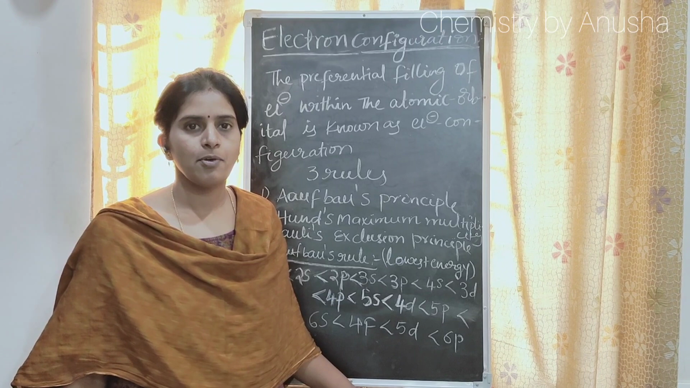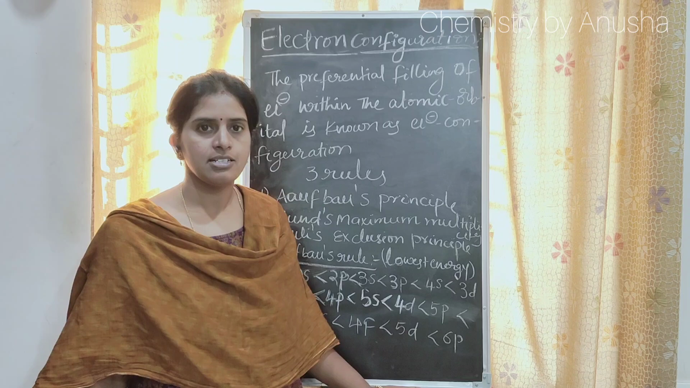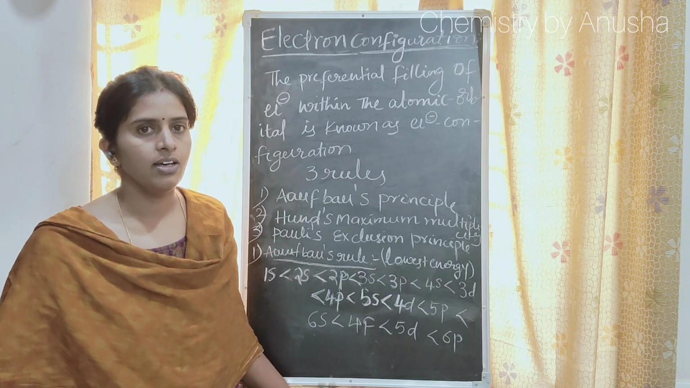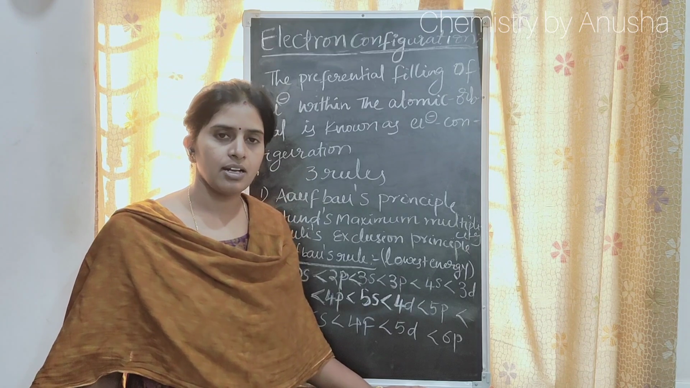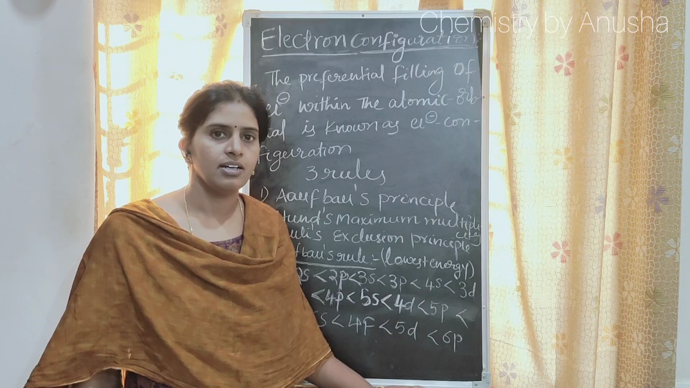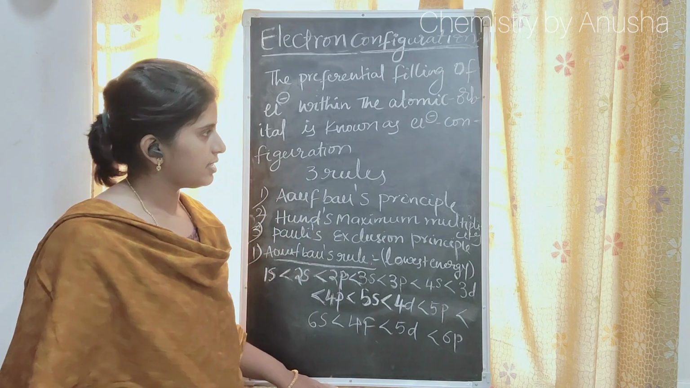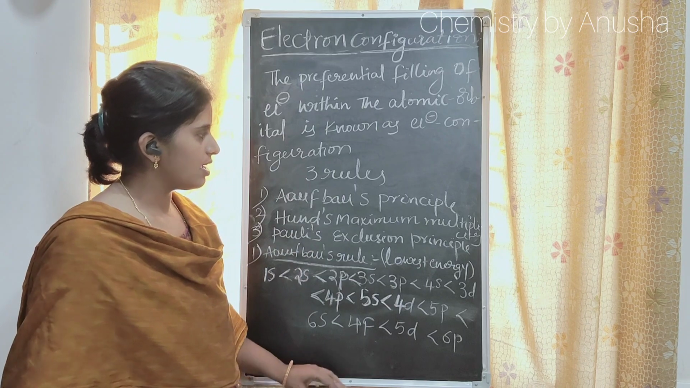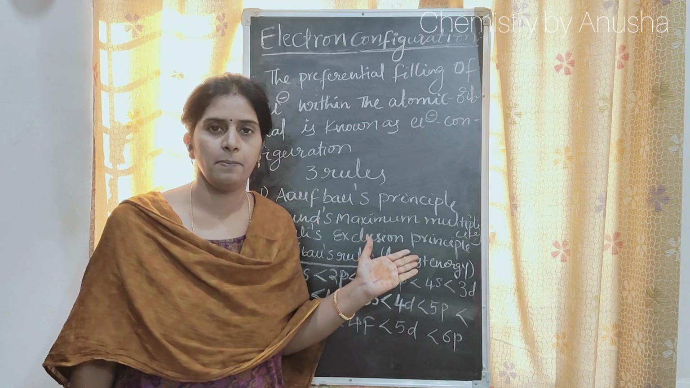Today we are going to discuss electron configuration. Electron configuration is nothing but the preferential filling of electrons within the atomic orbitals, the arrangement of electrons within the atomic orbitals. According to Moseley, the atomic number is the deciding factor for assigning the periodic properties of an element. Here, the preferential filling of electrons can be decided by three rules: Aufbau principle, Hund's maximum multiplicity rule, and Pauli's exclusion principle.